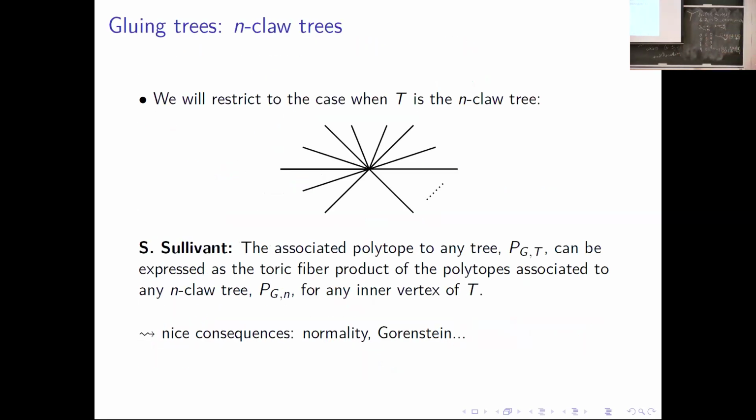Okay, but I promise that we will compute volumes, right? So first of all, we will restrict to this class of trees.